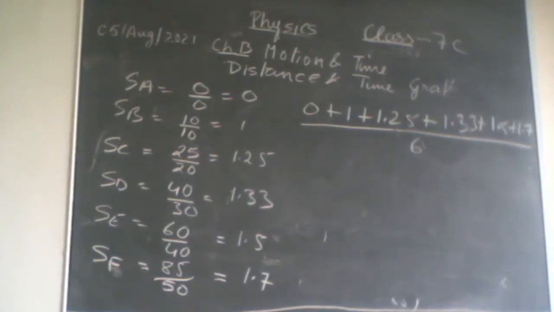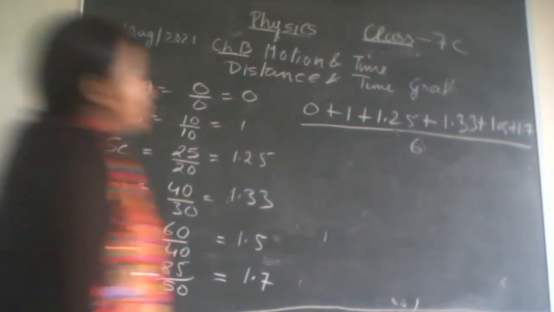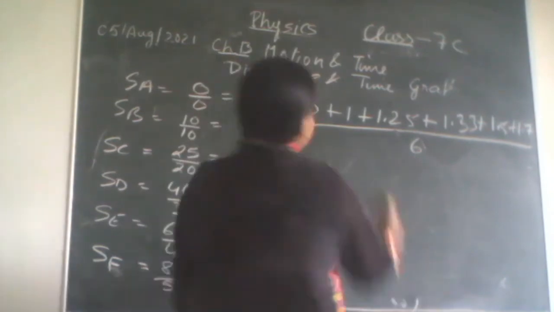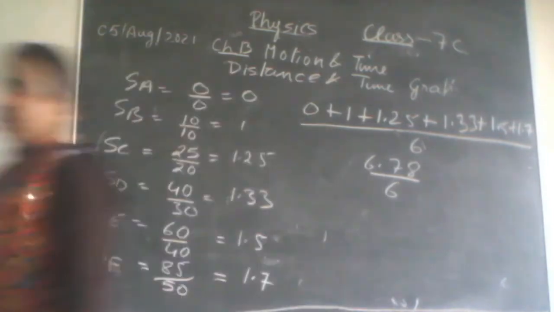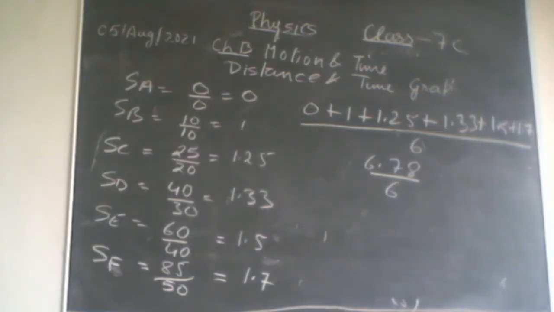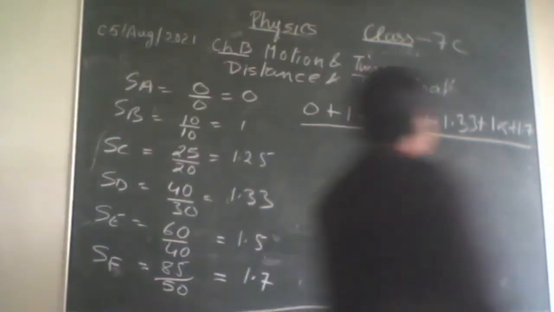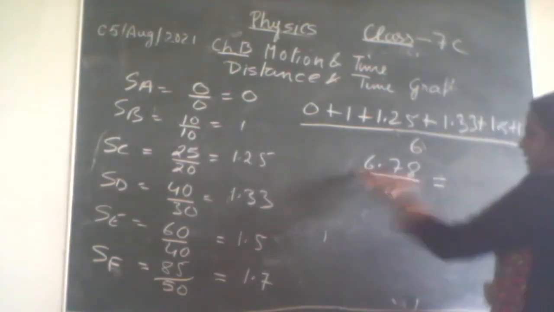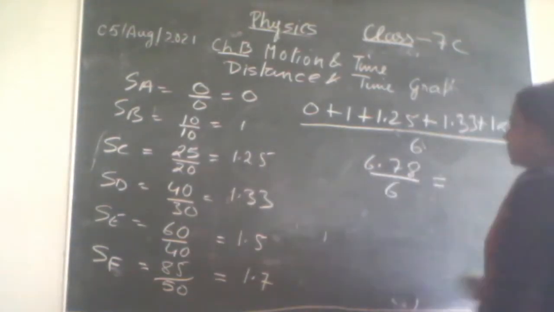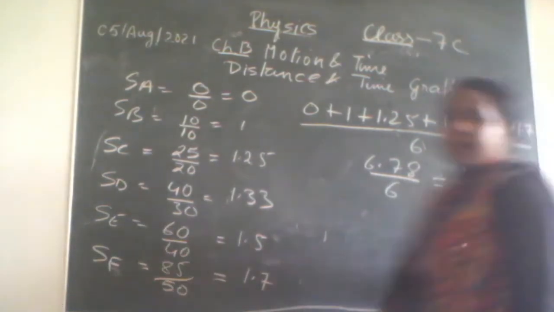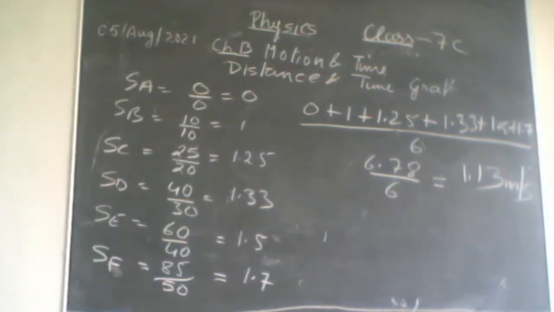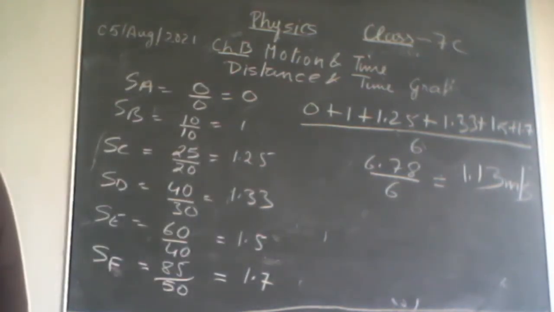How much is the sum? 6.78. 6.78 divided by 6 is equal to how much? 6 for the 6, 6 3 by 18. Yes or no? 1.13 meters per second. Understood?